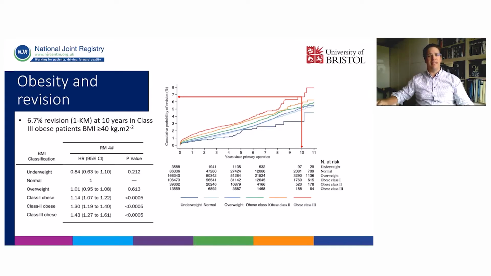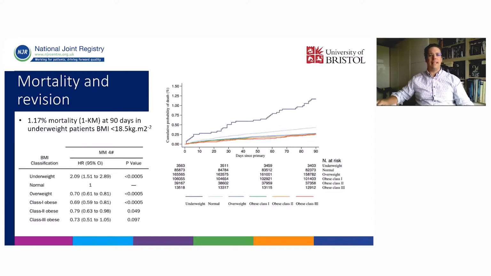Kaplan-Meier results illustrate that at 10 years, 6.7% of class 3 obese patients are revised. These are patients with a BMI greater than 40, which is compared to approximately 4.9% of normal weight patients. In analyses which are adjusted for confounding variables, including age, sex, ASA, year, fixation, and indication, the class 3 obese patients are 43% more likely to be revised than normal weight patients. Results illustrate a gradation of response from underweight to obese patients.